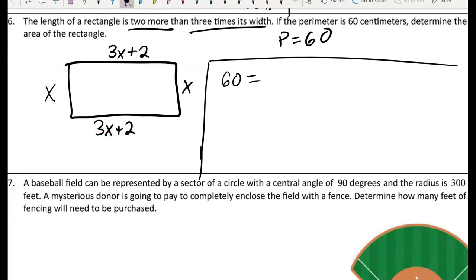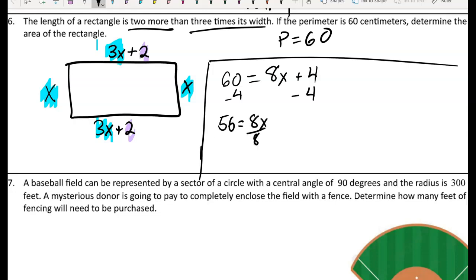So if I add up 3x plus 2, here's a shortcut I could do. 3x plus 1x is 4x, plus another 3x is 7x, plus 1 more x is going to be 8x. And then if I add my constants, 2 plus 2, that's just 4. To me, that's a little bit easier of an equation to look at there. Because to solve for x, I could just subtract away the 4, and then divide out the 8 to find that my value for x is 7, which means that my width is 7, and my length is 3 times 7, which is 21, plus 2 is 23.